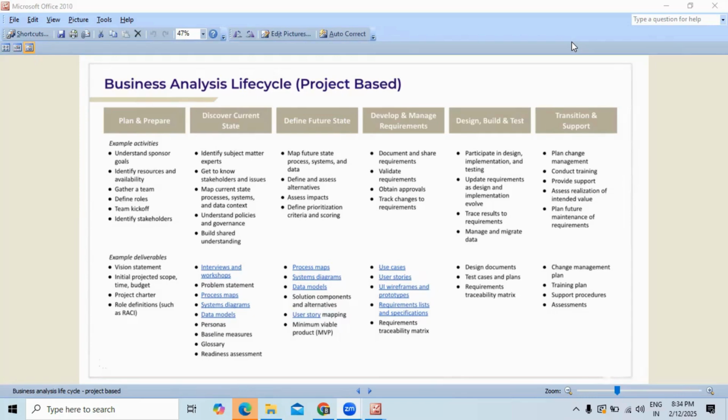Now, today I'm going to discuss the business analyst life cycle. This is in context to project-based work, because normally, as far as IT services are concerned, they will be classified majorly in two parts.